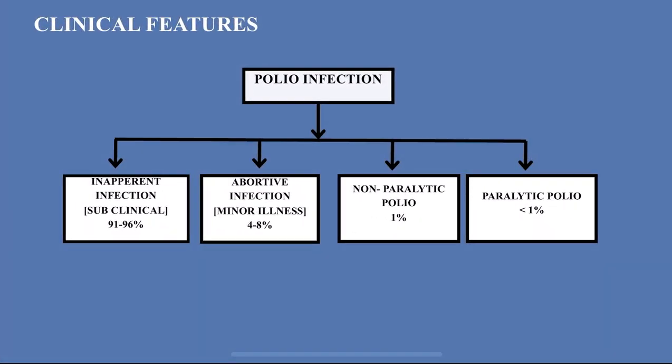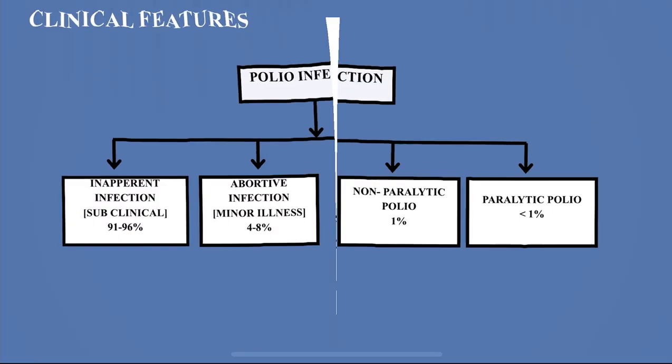Moving further to the clinical features. When an individual who is susceptible to polio is exposed to an infection, one of several responses can occur. One, it can be an inapparent subclinical infection. In 91 to 96% it is a subclinical infection. Whereas in 4 to 8%, it is an abortive infection, which is nothing but a minor illness, and also non-paralytic polio in 1% and paralytic polio in less than 1%.